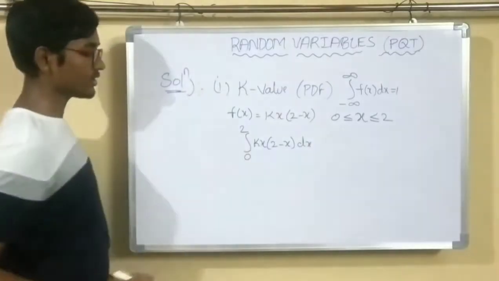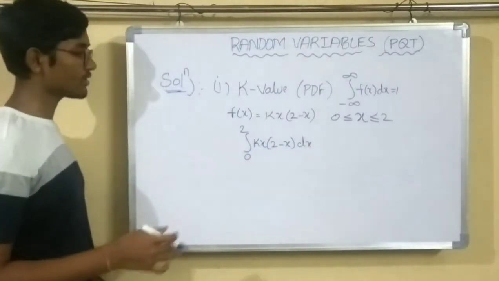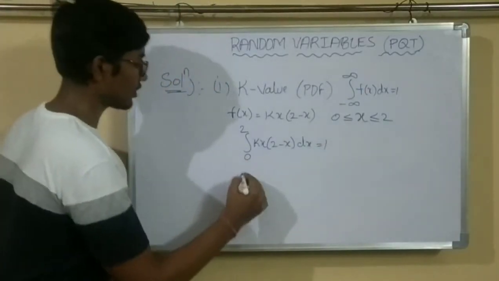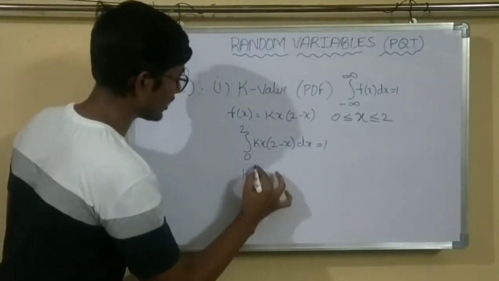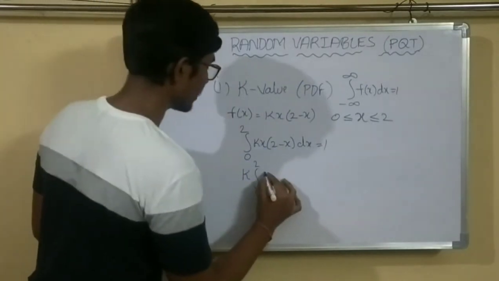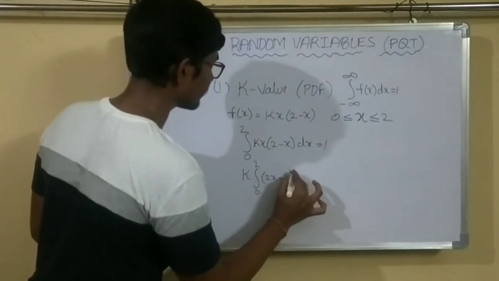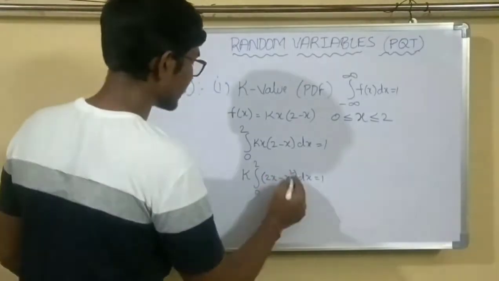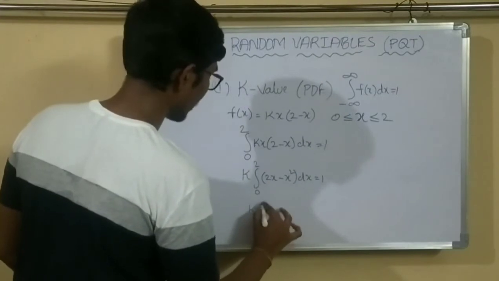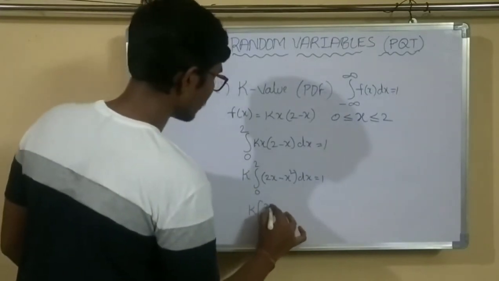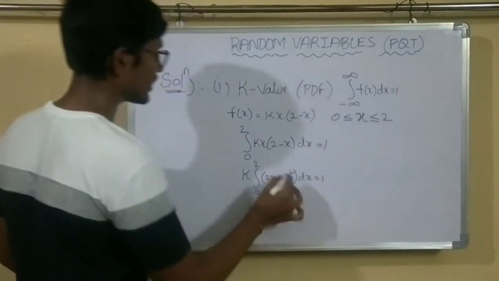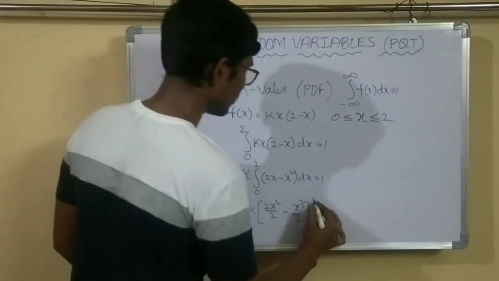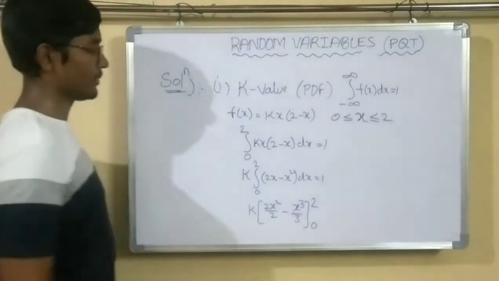Here k is a constant. Integration of a constant is constant, so I am taking this constant outside, which equals 1. And I am going to multiply x inside, so it is the integral of 2x minus x square dx equals 1. Now if I integrate this, k times: integration of 2x is 2x square by 2, and integration of x square is x cube by 3. The limits are 2 and 0, and I am writing the limits also here.